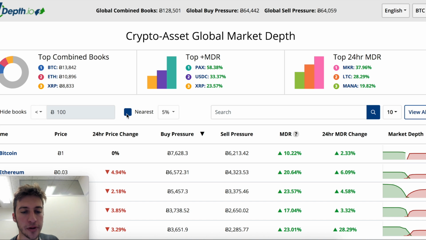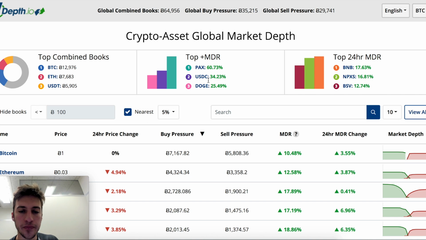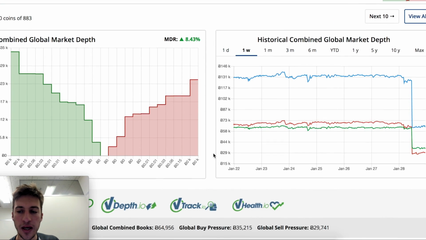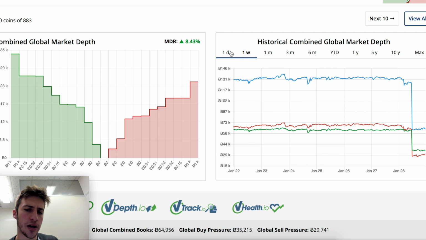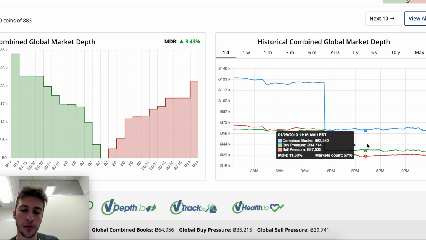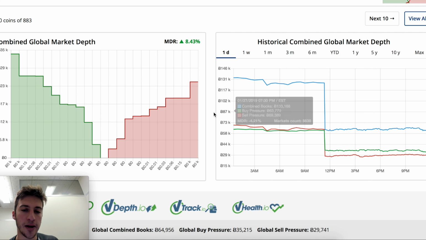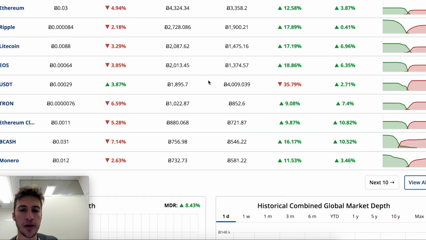But I find it really helpful to click nearest 5% and then look at these, because these coins typically perform well when we go to the nearest 5%. But yeah, I would say that this is super helpful now. We go to the 5% global combined MDR, and it's really nice to look at. It's really helpful, as you can see there.